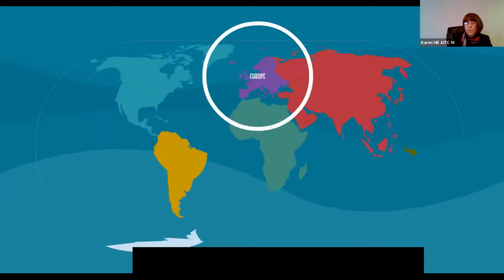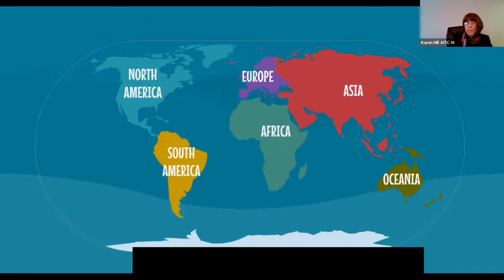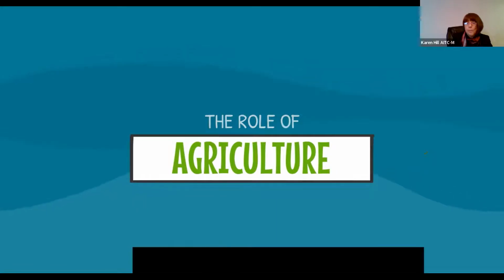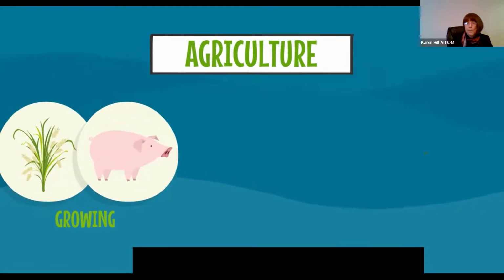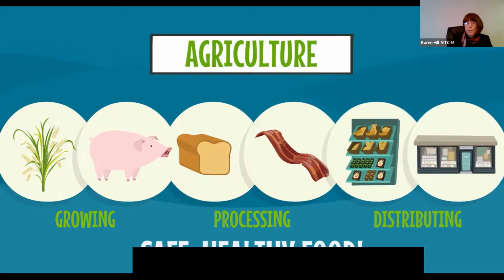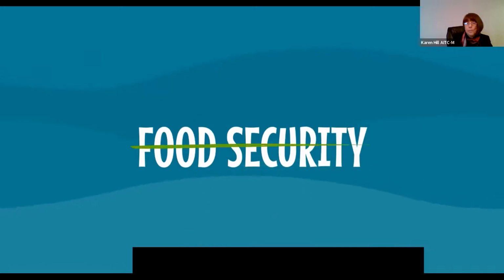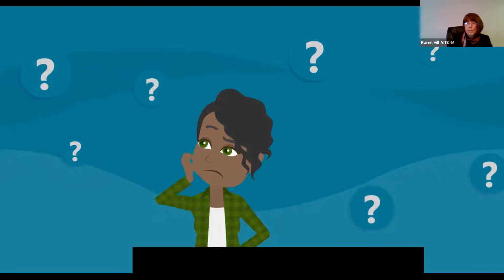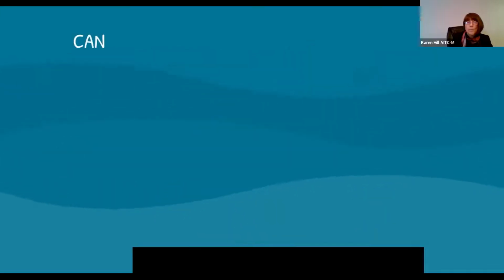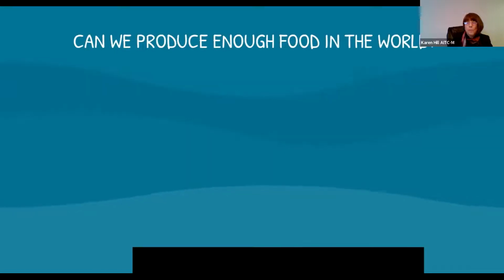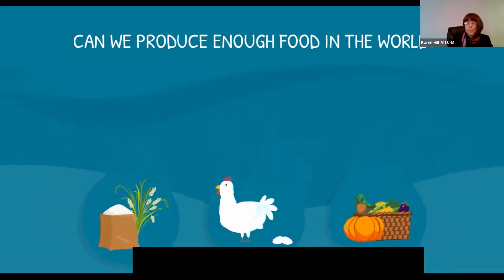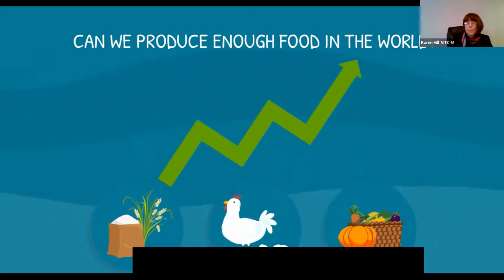Many things affect whether a continent's people are food secure, but we are going to focus on the role of agriculture. Remember, agriculture is the business of growing, processing, and distributing safe, healthy food. Without a successful agriculture industry, there will be no food security. Understanding food security requires agricultural answers to many questions, like, can we produce enough food in the world? Agriculture continues to improve food security and nutrition around the world by growing and raising more food.